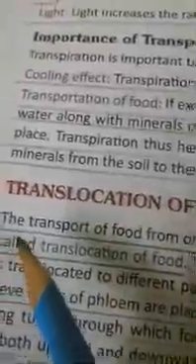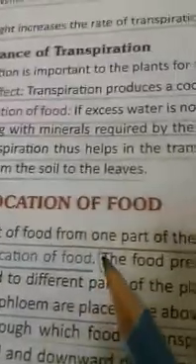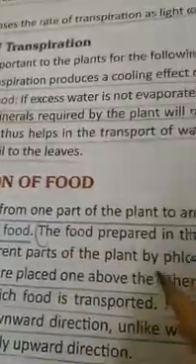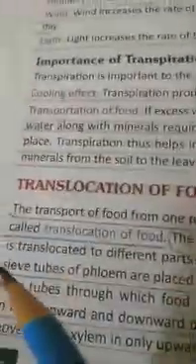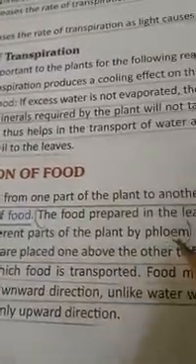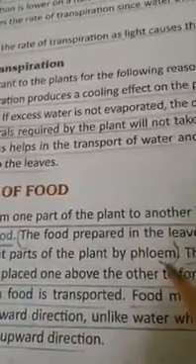What is the meaning of translocation? The transport of food from one part of the plant to another is called translocation of food. The food prepared in the leaves is translocated to different parts of the plant by phloem. You know, phloem is a complex permanent tissue found in plants.